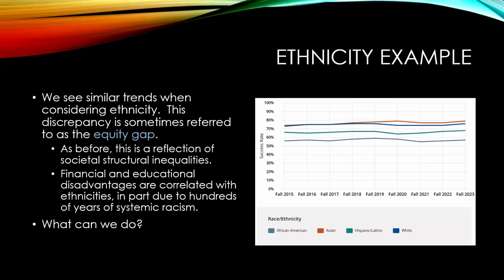We also see this when we're comparing ethnicity. When we see similar trends when considering ethnicity, this discrepancy is sometimes referred to as the equity gap. As before, this is a reflection of societal structural inequalities. Financial and educational disadvantages are correlated with ethnicities, in part due to hundreds of years of systemic racism. And so, what can we do?